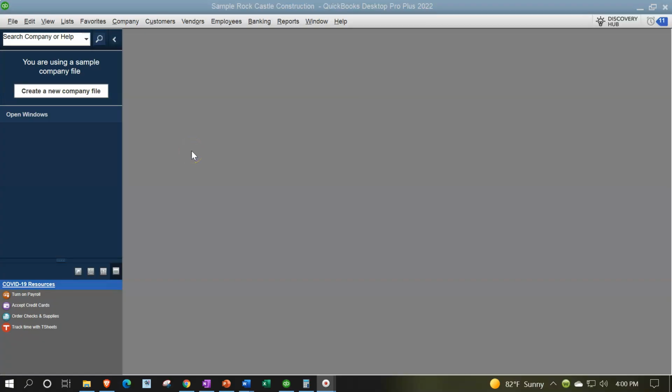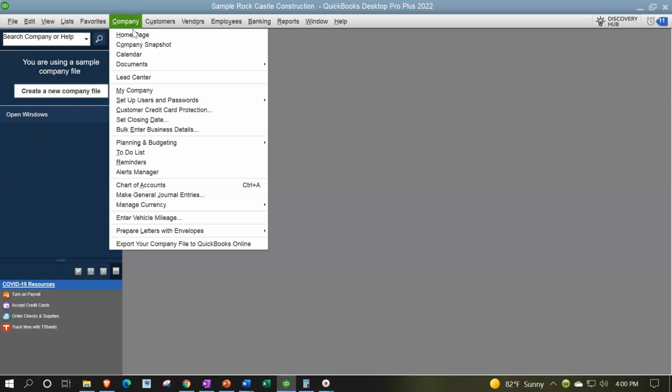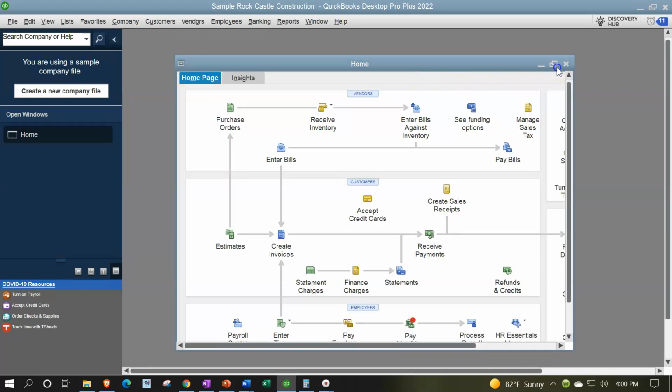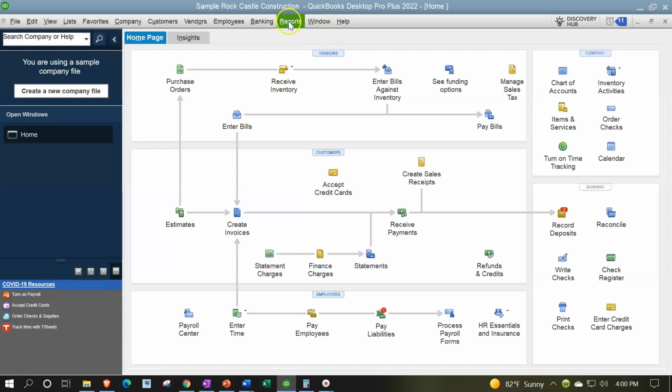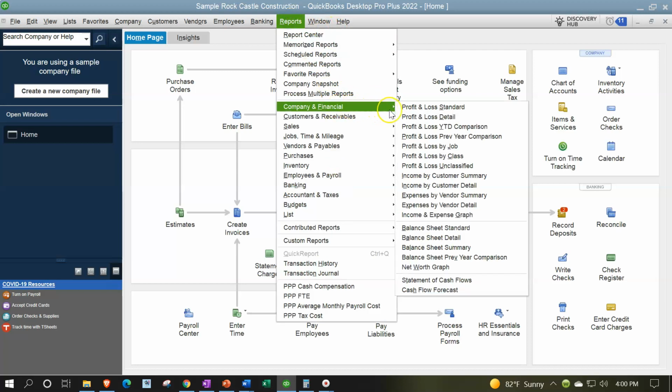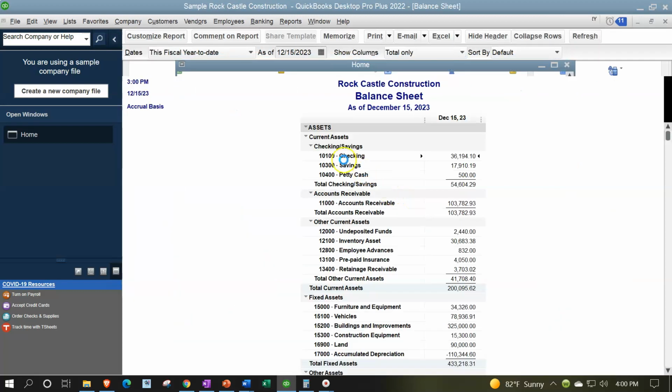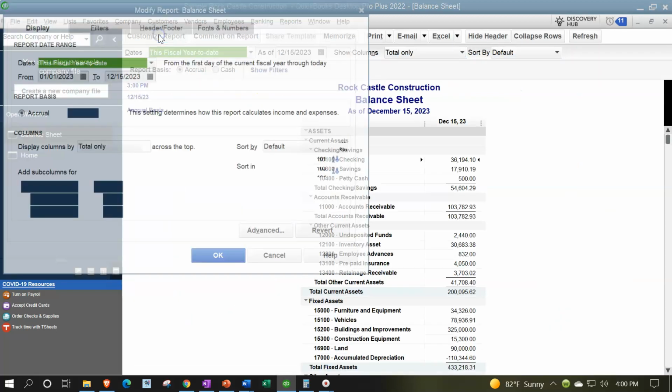We are in our QuickBooks sample file, sample Rock Castle Construction, going through the setup process with the view dropdown, the open windows list on the left-hand side, company dropdown, home page in the middle, maximizing that home page to the gray area. Then we're going to our reports dropdown, company financial, looking at that balance sheet standard report, customizing that report.